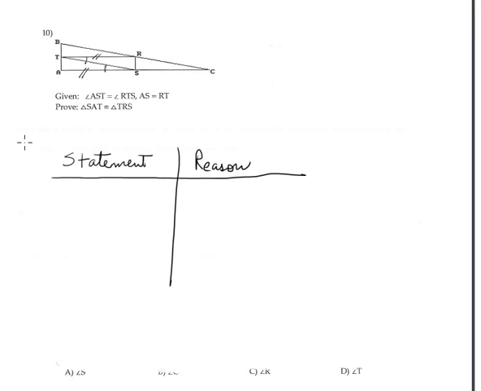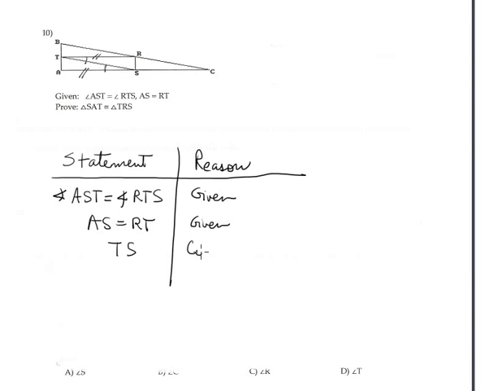Okay, again it's proof that the triangle SIT is congruent with the triangle TRS. Okay, the first is the angle AST is equal with the angle RTS. This is given. The segment AS is equal to RT. Is given also. And the TS side is a common side.